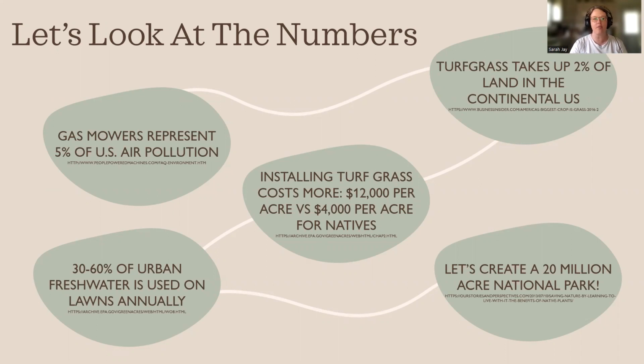You're going to also have 30 to 60% of urban freshwater used on lawns annually, which is quite a lot considering that, in years of drought, we're asked to sort of conserve that water. With native plants, you're going to find that you won't even have to worry about any sort of water limitation. And if we all planted a section, maybe less than a third of our lawn with native plants, then we could create a 20 million acre national park that's bigger than Yosemite and Shenandoah. So, yeah, let's do it.